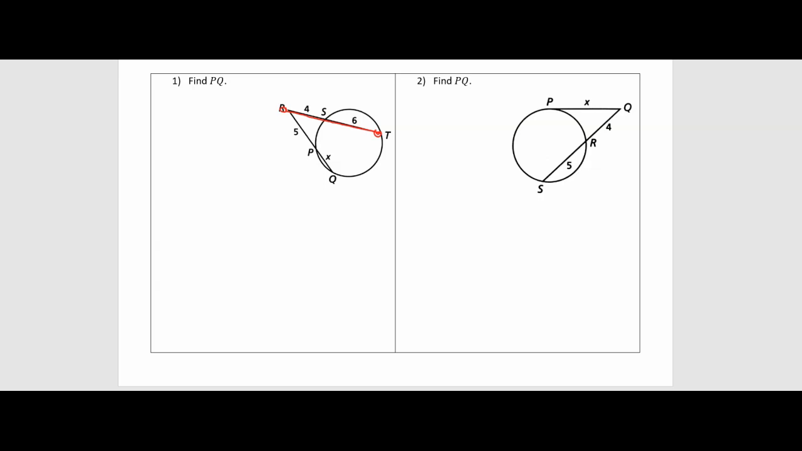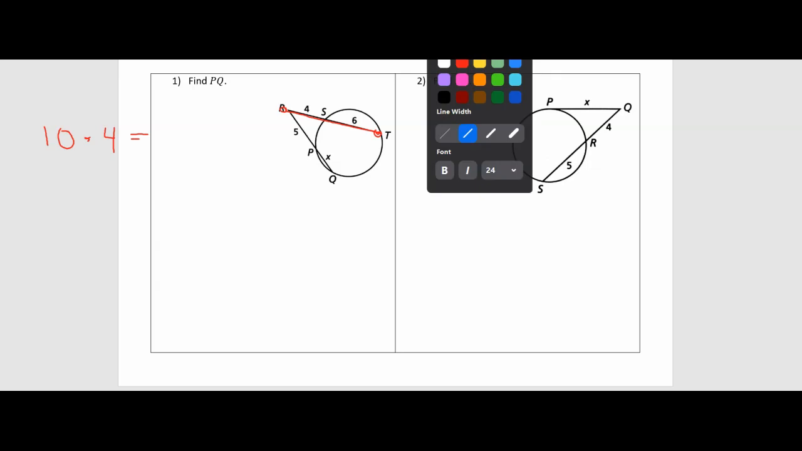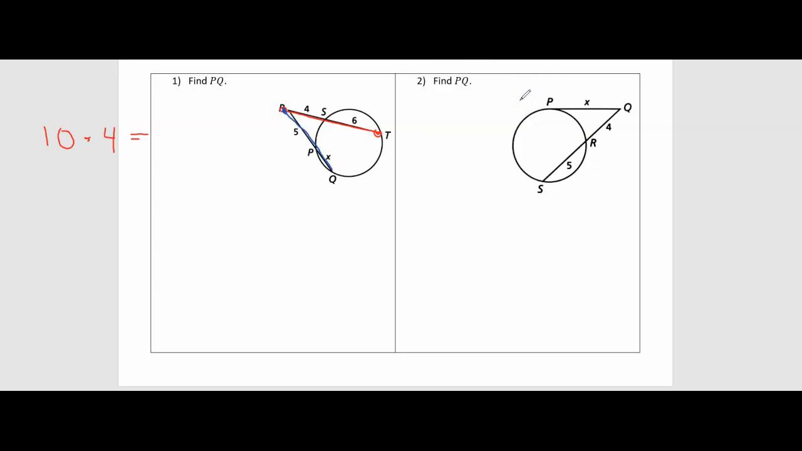The entire length of that red secant is 10. The outside part is 4, so I get 10 times 4. The other secant, the entire length is 5 plus x, and the outside piece is just 5.